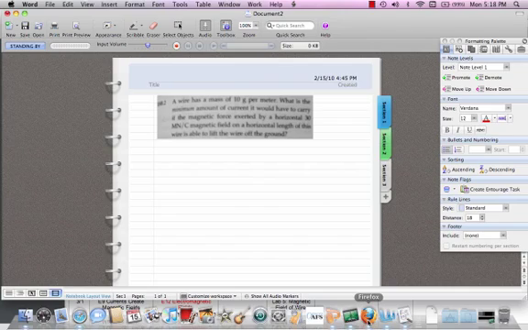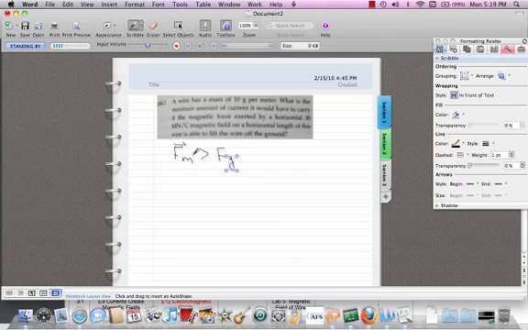In this example, we're comparing the force of the magnetic field and the force of gravity. What I want to have happen is that the force of the magnetic field is greater than the force of gravity. So that means I'm talking about the y direction, right? This is going to be positive y.